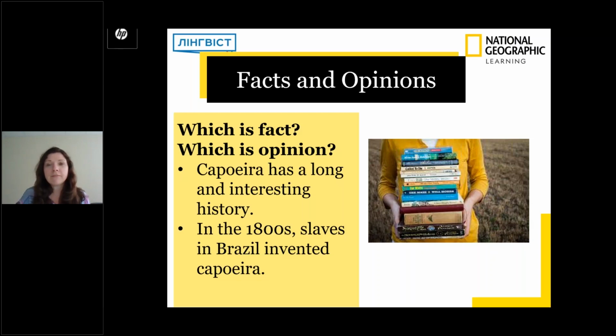So, very simple practice. You can use it with your students, and you will probably need to ask them much more questions in order to help to guide them. So, which is fact, which is opinion?